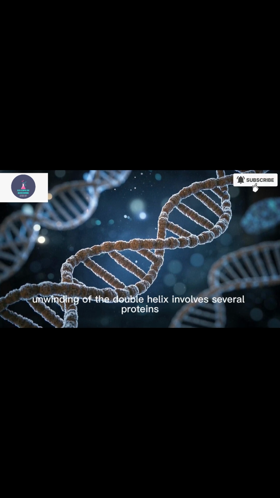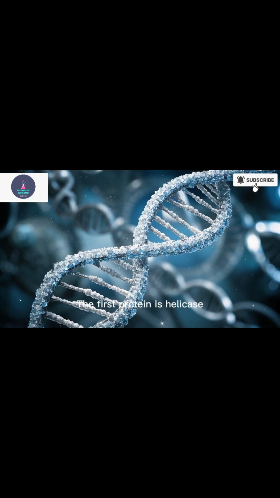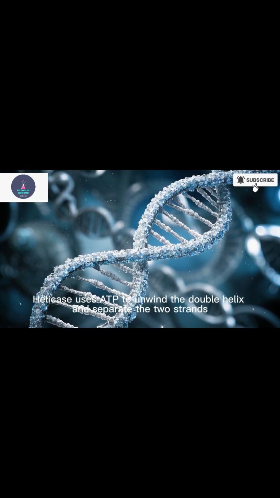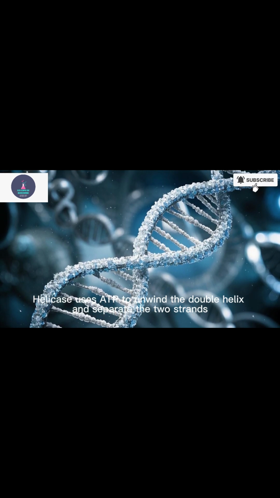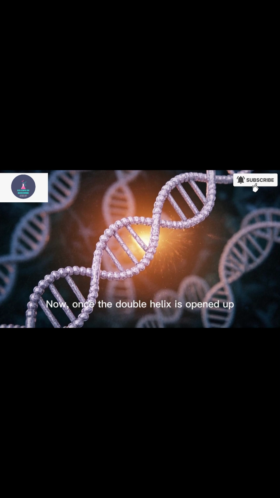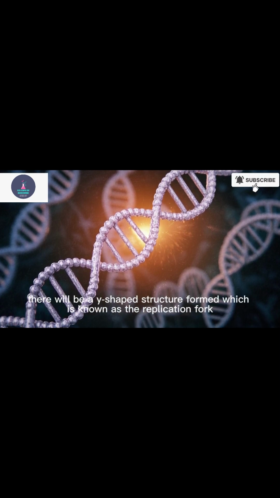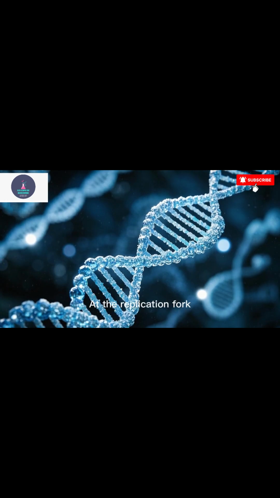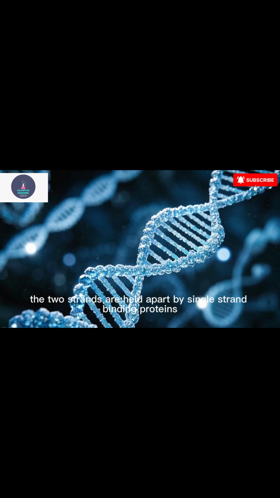Now, unwinding of the double helix involves several proteins. The first protein is helicase. Helicase uses ATP to unwind the double helix and separate the two strands. Now, once the double helix is opened up, there will be a Y-shaped structure formed which is known as the replication fork. At the replication fork, the two strands are held apart by single-strand binding proteins.